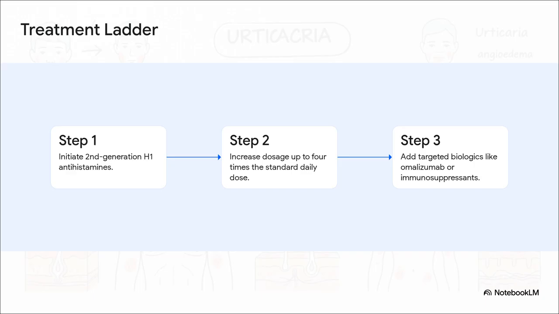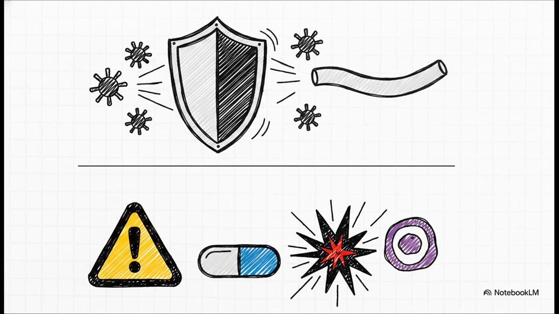Noticeably absent from this ladder: systemic glucocorticoids. While they work fast, they're generally avoided for chronic use due to severe long-term toxicities. Now, for the bradykinin-mediated chaos of hereditary angioedema, standard antihistamines are completely useless. But modern medicine has advanced incredibly far here.